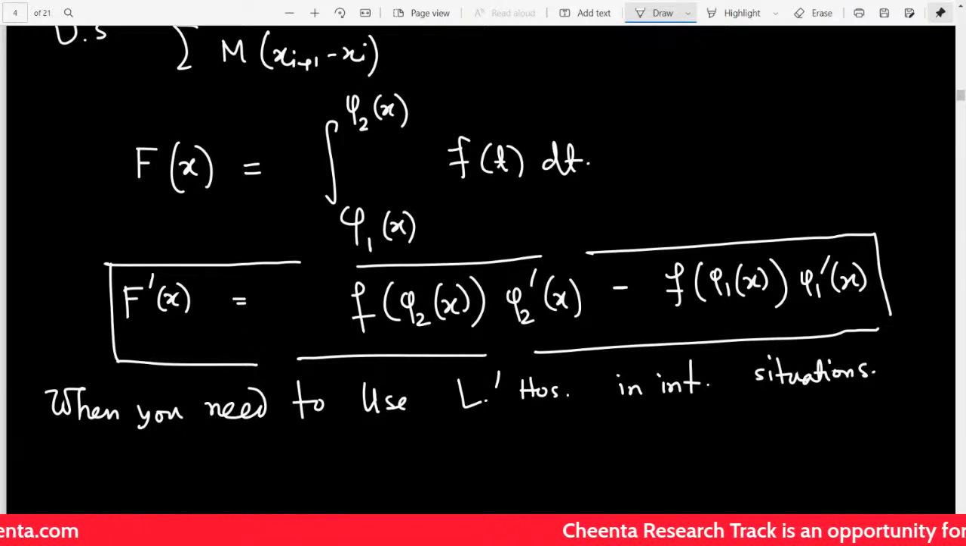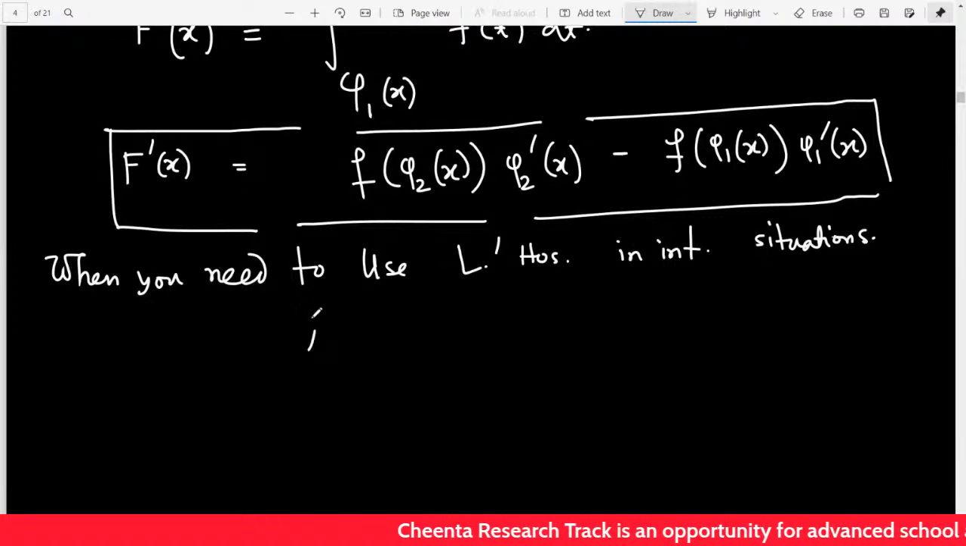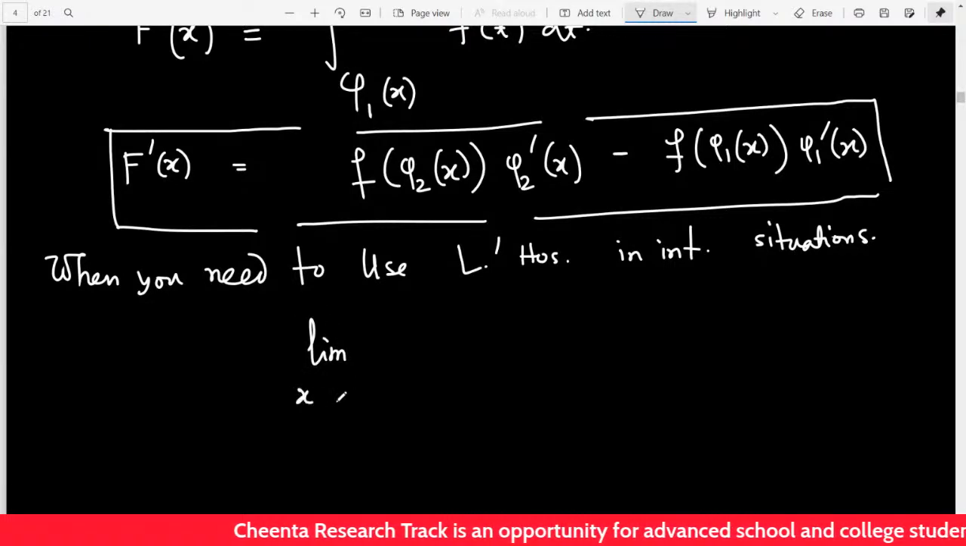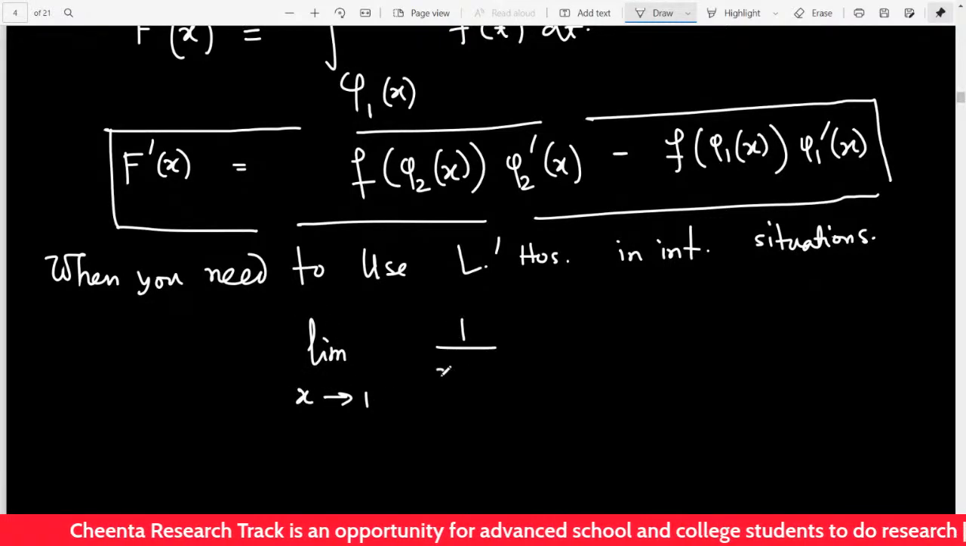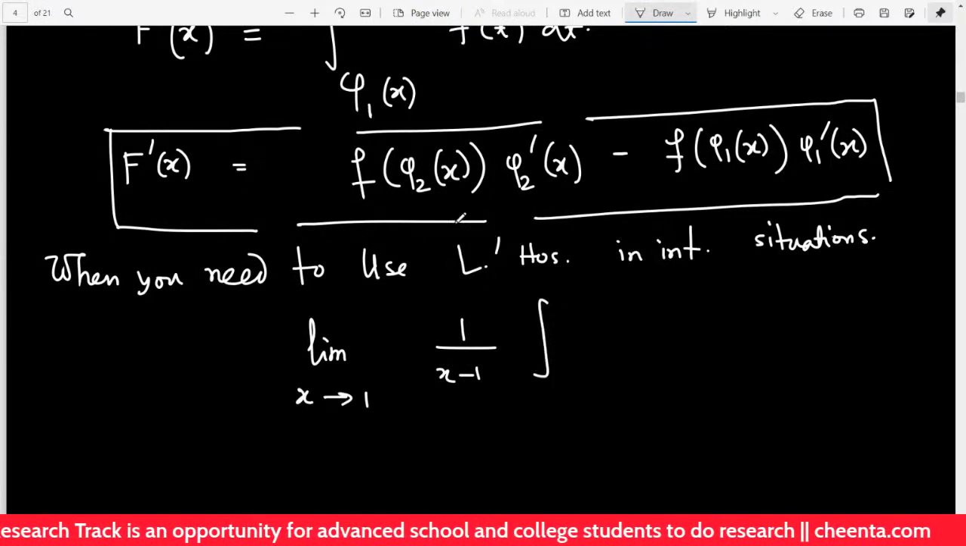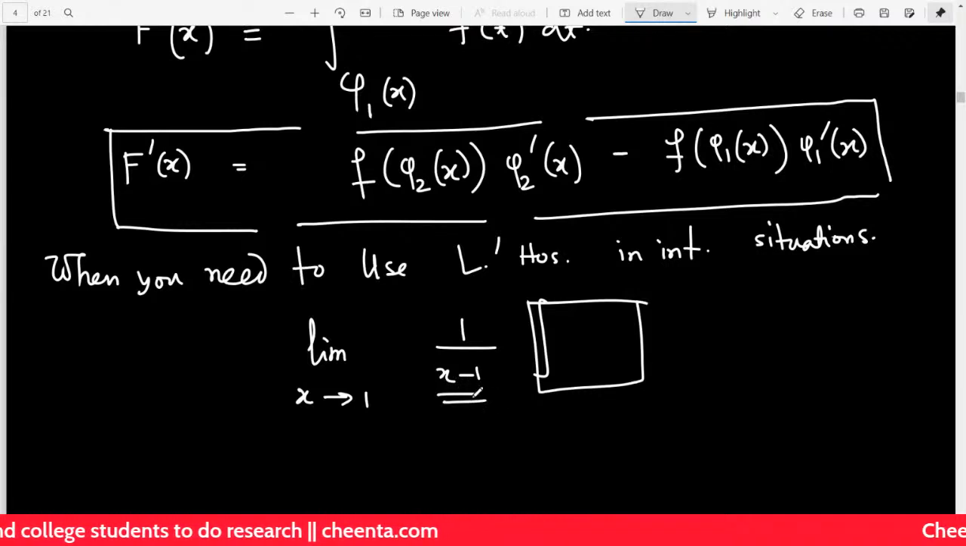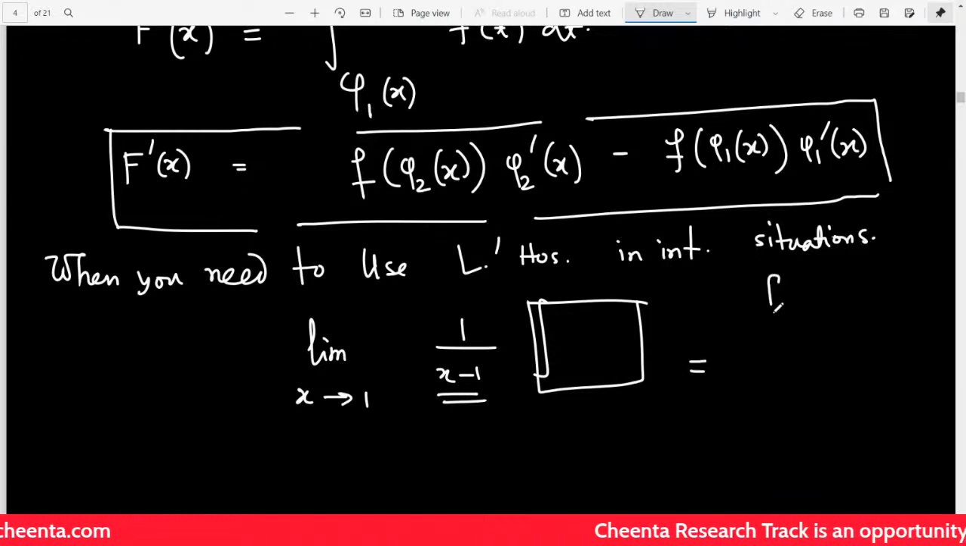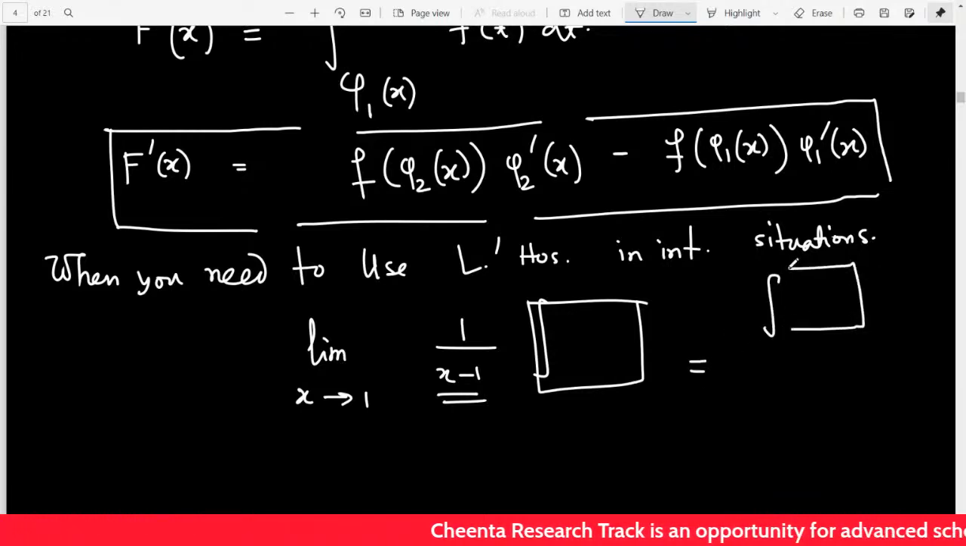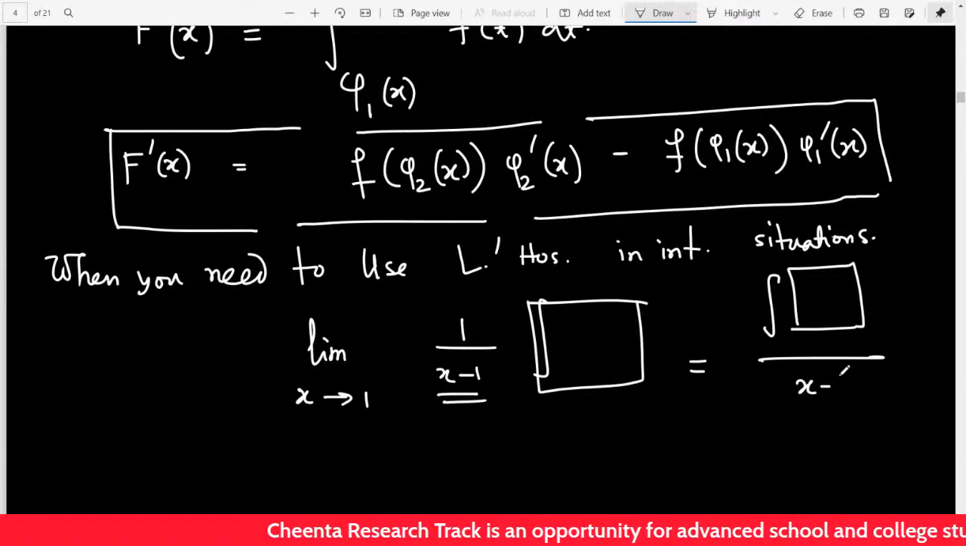All right. So I'm talking about something like this. Let's say limit x tends to 1, 1 by x minus 1, and then this type of integration is given. So then it is 0. Okay. So how do you treat this? So this function you treat it like this: integration by x minus 1.